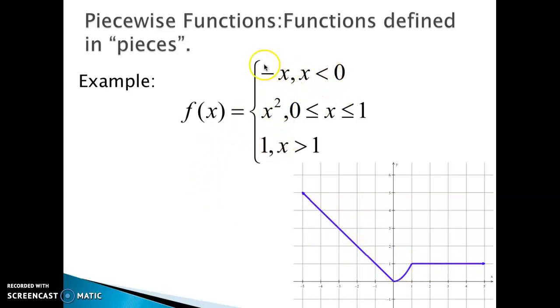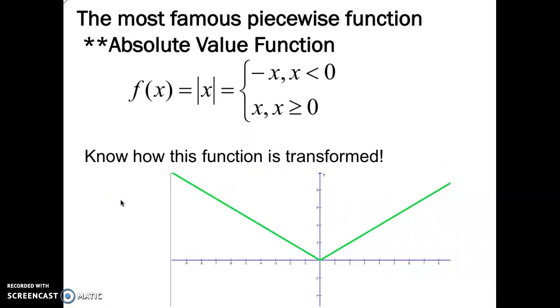It's a function that is defined in pieces of its domain. So in this domain, it looks like this function. In this domain, it looks like this function. And in this domain, it looks like this function. These are called piecewise functions. The most famous of all the piecewise functions is the absolute value function. The absolute value function is actually defined as a piecewise function. In this lower domain, less than 0, it looks like negative x. And in the positive domain, it looks like positive x, and this is known as the absolute value function.